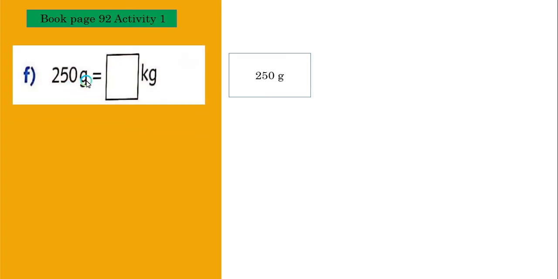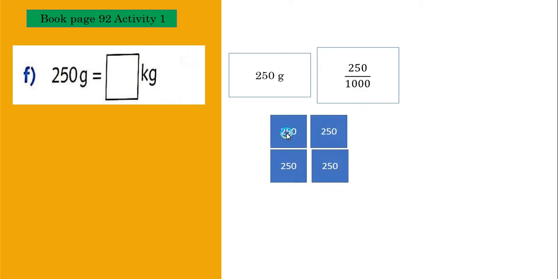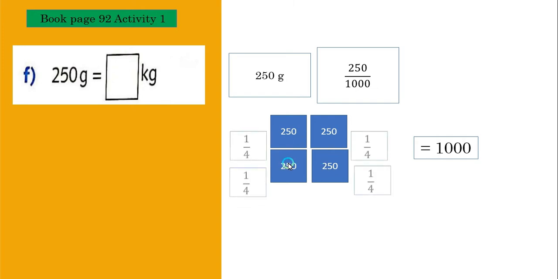Now, 250 grams is equal to how many kilograms? So, 250 over 1,000. How many 250s do we need to complete the 1,000? It's 4 parts. So, 1, 2, 3, 4. That is the denominator. And how many 250s do we need? It's 1. That's why the answer is 1/4.